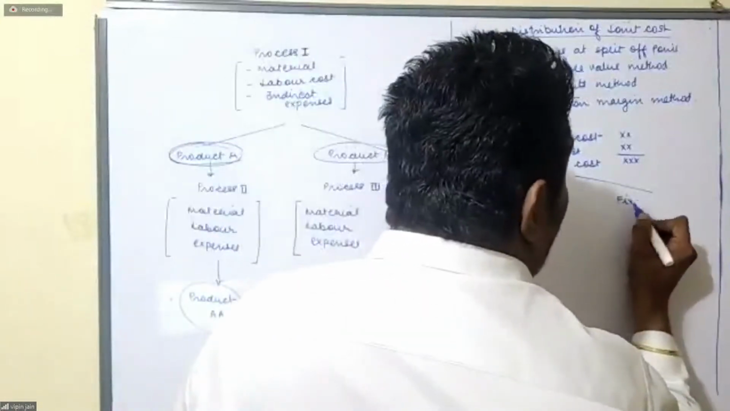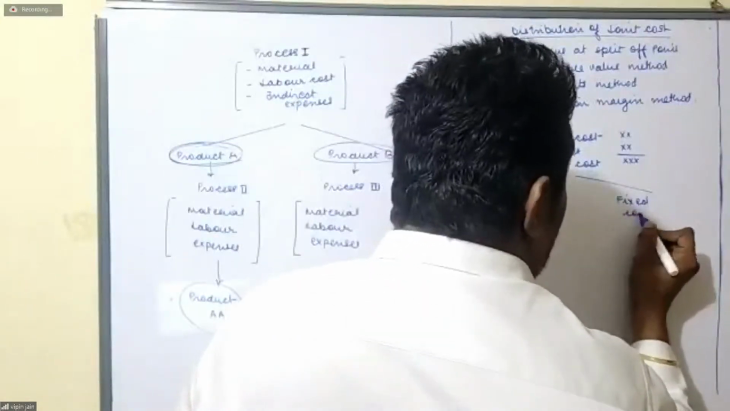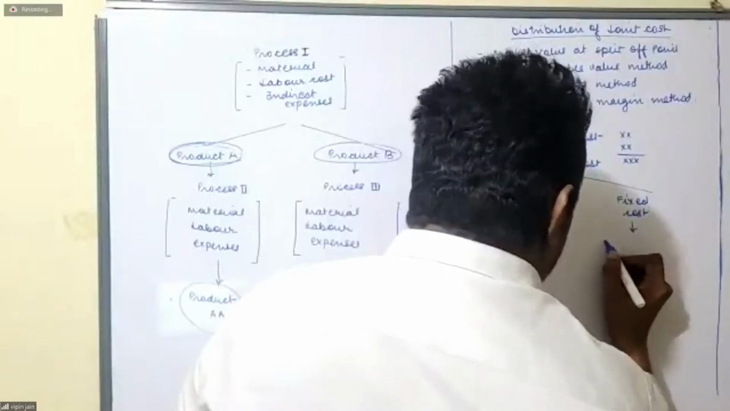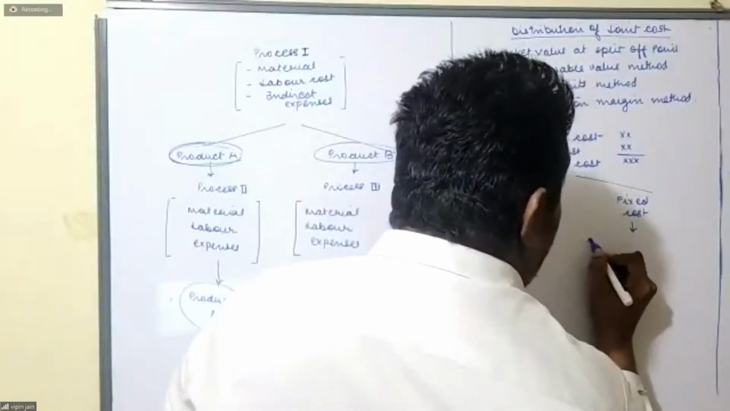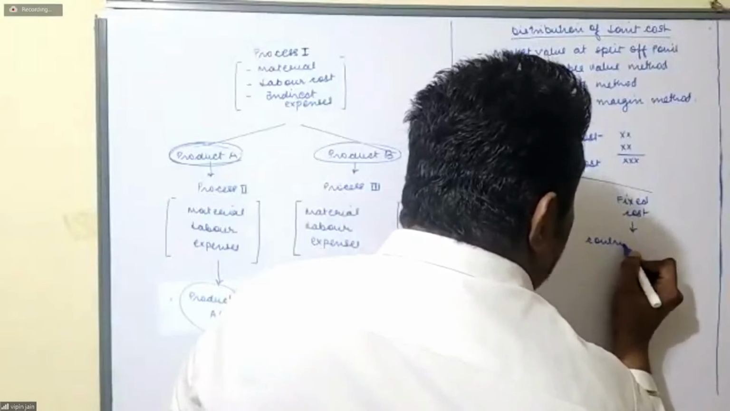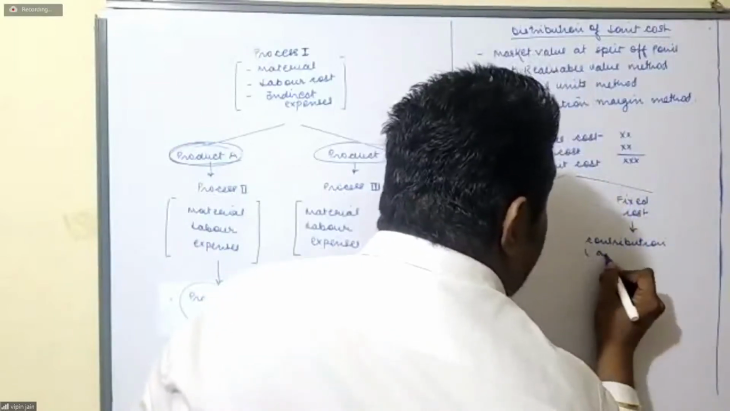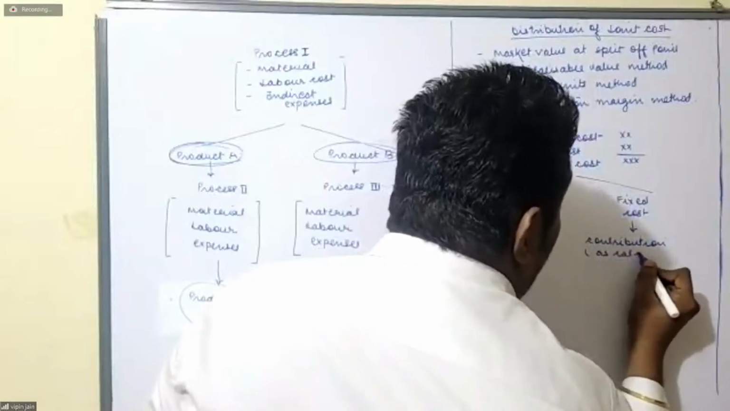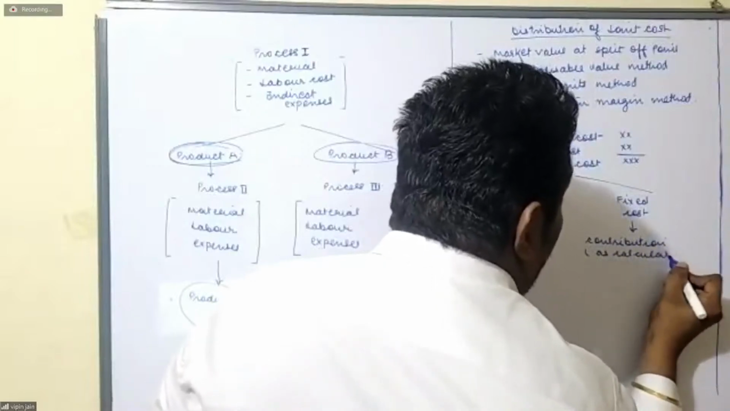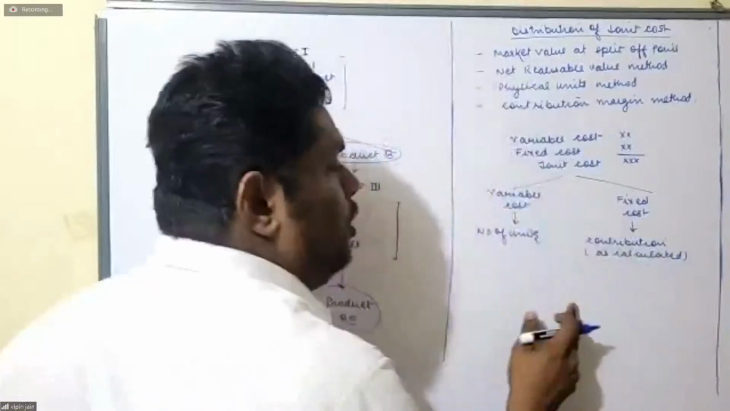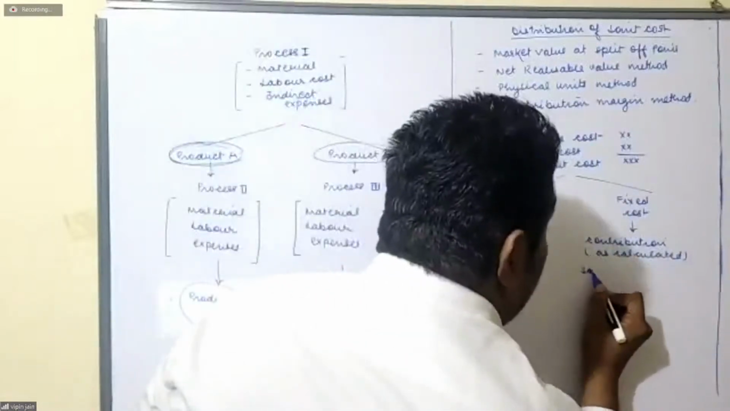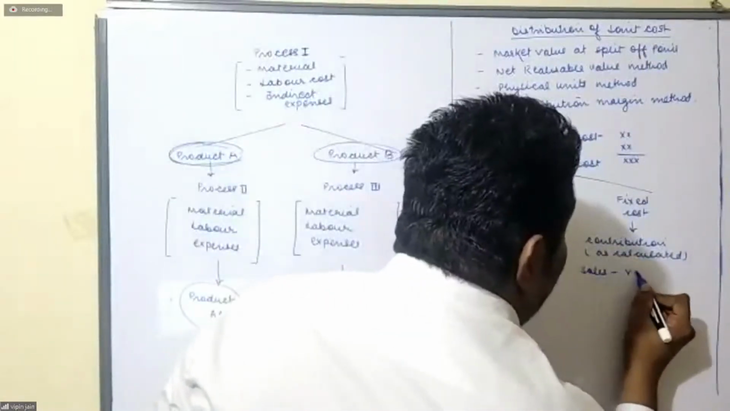When talking about fixed cost, it will be distributed in the ratio of contribution as calculated. When talking about contribution, what is contribution? Sales minus variable cost.